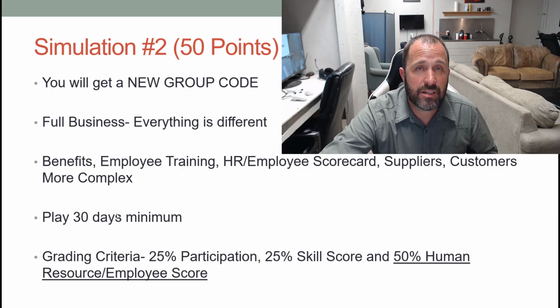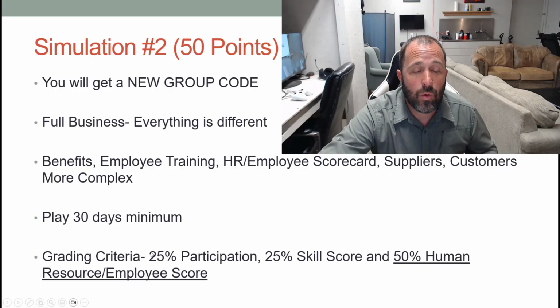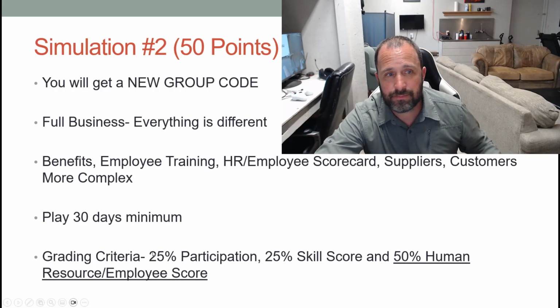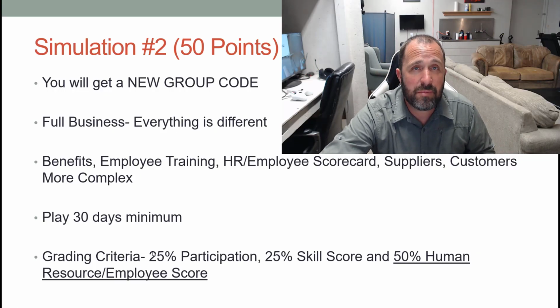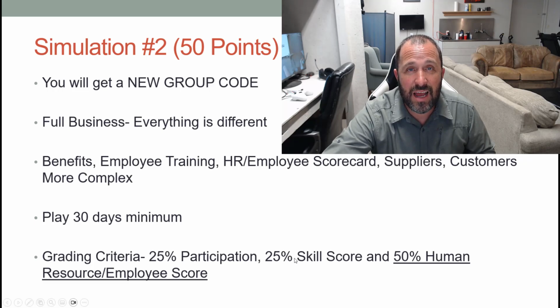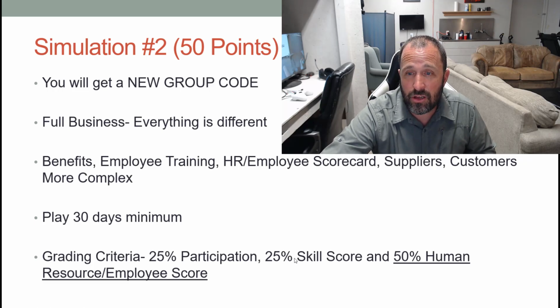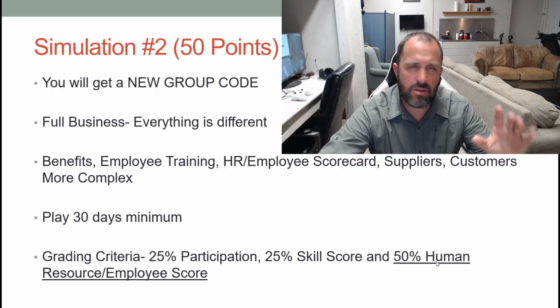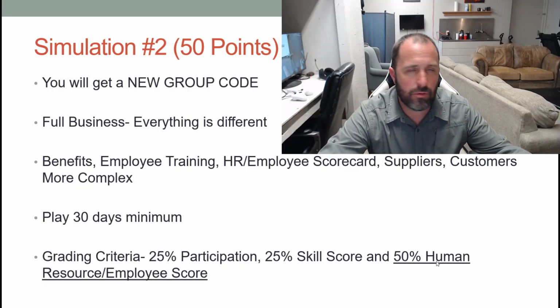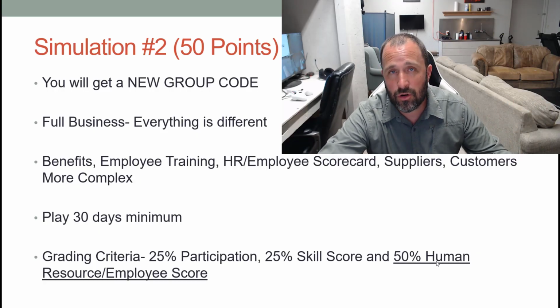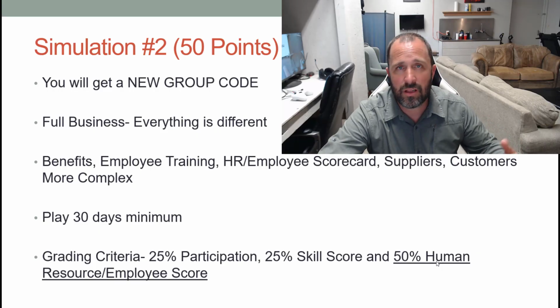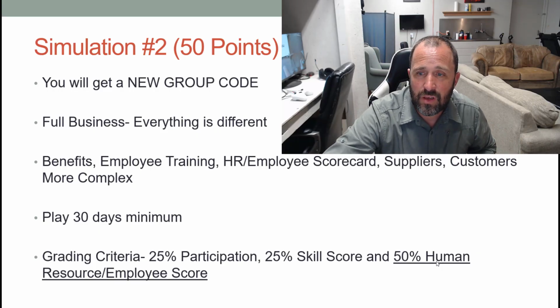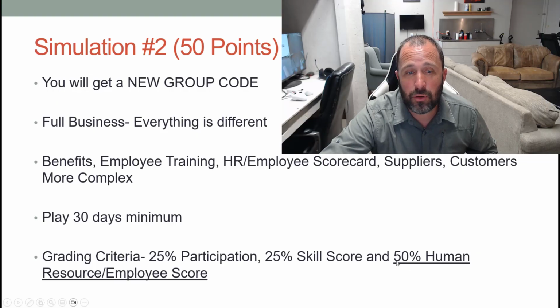And then here's where everything changes. The grade is 25% participation. You've got to get at least your 30 days in, but 25% participation, 25% how good you are at the game, and 50% your HR, your employee score. That's things like morale, which you'll read about when you go through the user guide. It's morale and turnover, retention rates, unit labor costs, all that kind of stuff. So the idea here is that you're managing employees really, really well. That's half of your grade.